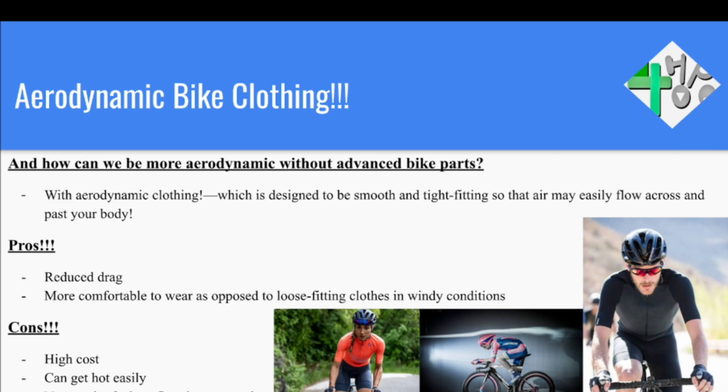The cons, though, are the high cost. Everything is high cost now. Even if you want to get a milk, it's expensive. It's like $8. It can also get hot easily, and there's not much of a benefit at lower speeds.